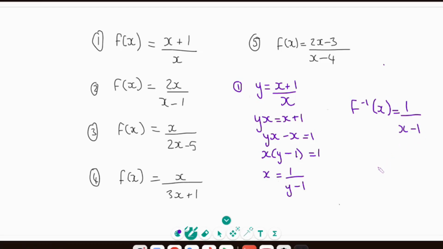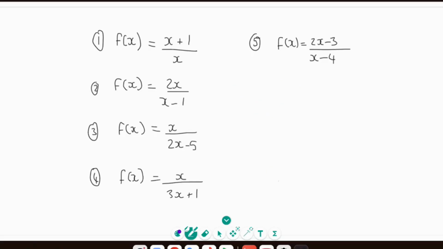Now, there is another answer for this because some people may have taken the x's to the other side. If you had have done that, you would have got the answer that either of those are correct. Next question. Question 2.